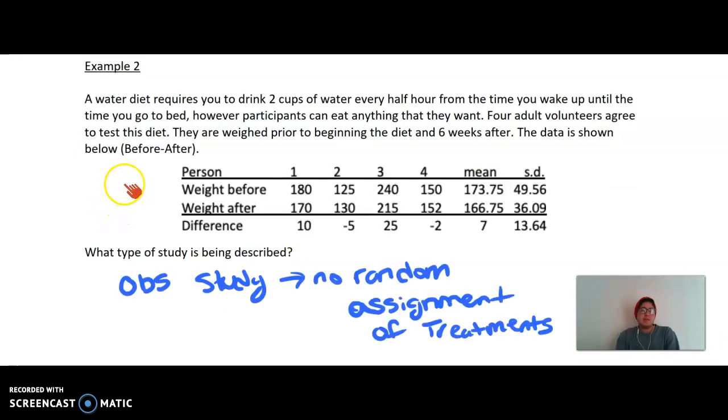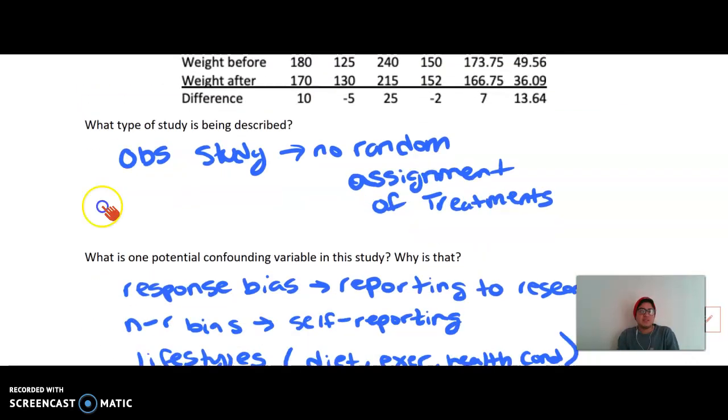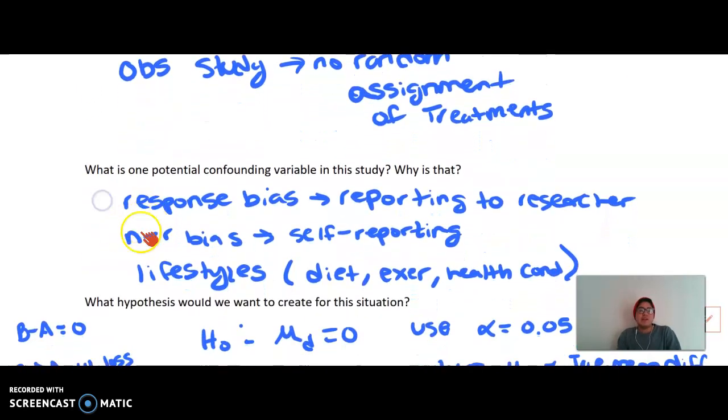Okay, so hopefully we're able to work through some of these questions. Well, here it looks like participants are just recording the differences that they noticed. So this would be an observational study since we had no random assignment of treatments. Here, everyone is just taking this water and then we're observing the differences. What are some potential confounding variables? I also added in the biases, and this is again non-sampling error.